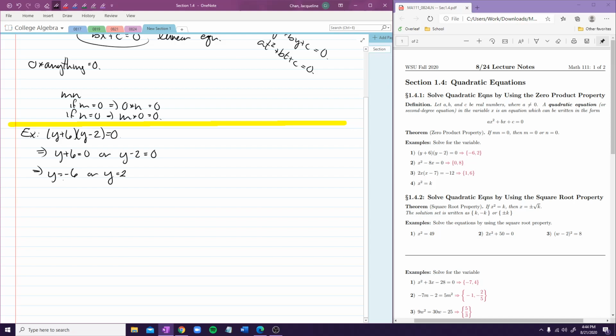To check your answer, you can just plug these values in. If I plug in y equals negative 6, I'm left with 0 times negative 8, which is 0. That's good. And if y is equal to 2, then we get positive 8 times 0, and that is 0. So our solution is negative 6 and 2.